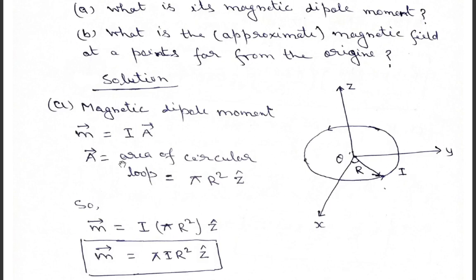So if you find the area of the circular loop, we know it is pi r square, the area of the circle, and z will be the unit vector because this area is pointing along the z direction. So the area vector is equal to pi r square z unit vector. So we can write the magnetic dipole moment m equal to I into pi r square into z unit vector.